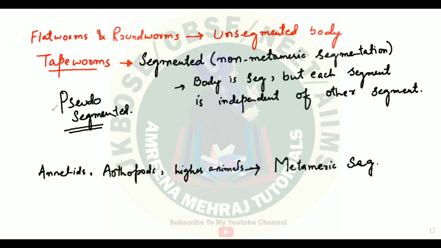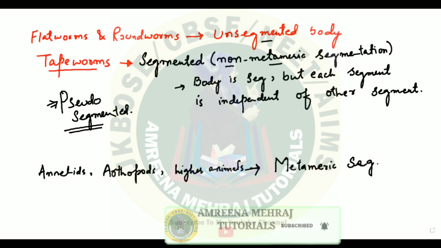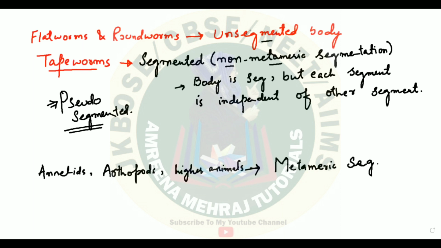If we see that the segments are totally independent, then we'll call it pseudo segmentation, or you can call it non-metameric segmentation. And if the body is unsegmented, we'll call it an unsegmented body. There is no metamerization. This was very important to understand. So animals could be divided into different categories depending on the segmentation of the body. We'll have some animals which have unsegmented body. We will have some animals which have pseudo-segmented body. Pseudo-segmented is the case where there is segmentation, but each segment is independent of other. We call such segmentation non-metameric segmentation.